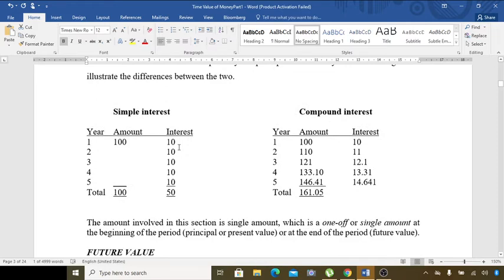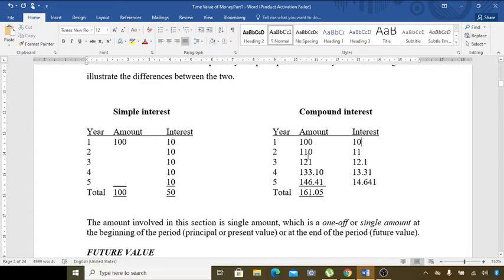So I provide you with this table for you to differentiate between the simple interest and compound interest. In simple interest, notice that the interest calculation in each period is based only on the original principal of the 100 ringgit. So therefore, after 5 years, the total interest is 50 ringgit, the accumulated interest. But in the compound interest case, notice that only for the first time period, the interest is calculated on the original principal, which is the 100.